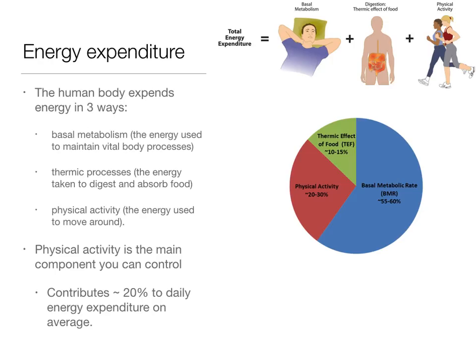Energy expenditure depends on three things: your basal metabolic rate or basal metabolism, which is the energy used to maintain vital body processes; the thermic effect of food, which is the energy taken to digest and absorb nutrients from your diet; and your physical activity, which is any energy used in moving around. Physical activity is the main component that you have some control over. Typically, it contributes about 20% to daily energy expenditure. However, for a highly active person, this percentage would obviously be greater.